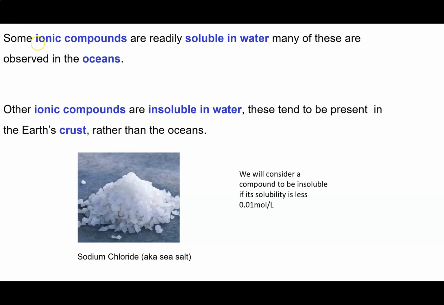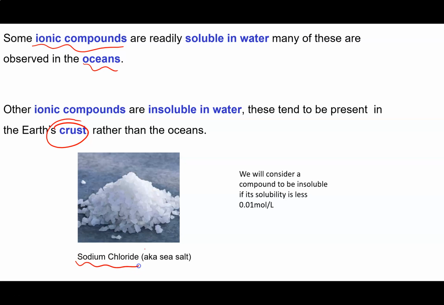Now, it turns out that some ionic compounds are really soluble in water. These are the types of things that we're going to see in the ocean, right? Because when it rains, they just get washed into the ocean. Other ionic compounds are not very soluble in water. The attractive forces holding the crystal together are too strong for the water to tear apart. We're going to find those ionic compounds on the surface of the earth, on the solid part of the earth, rather than in the ocean, because when it rains they don't end up getting washed into the ocean.